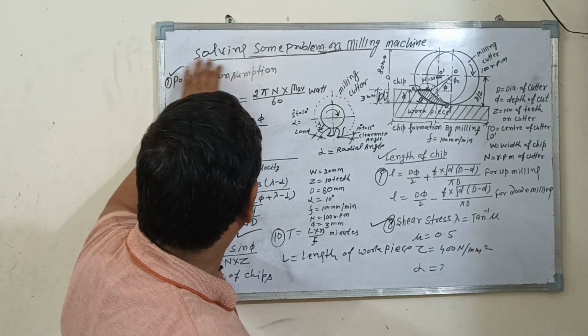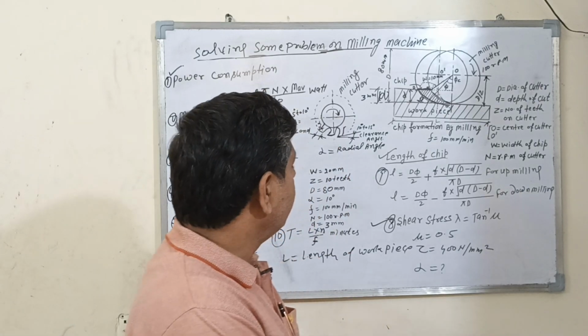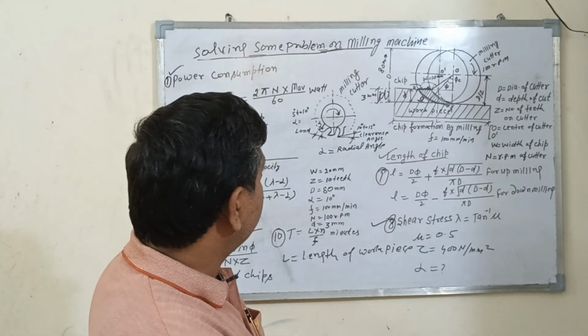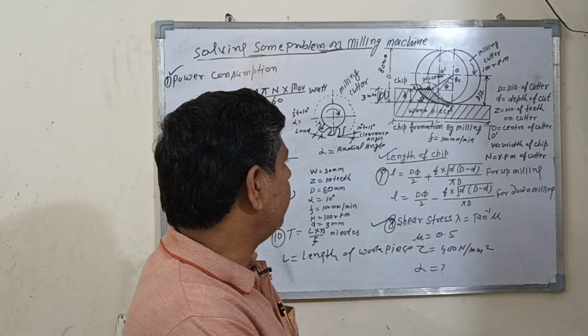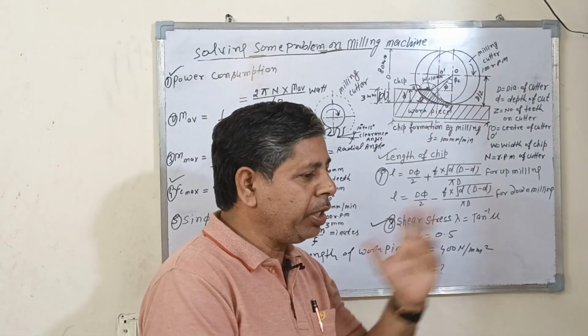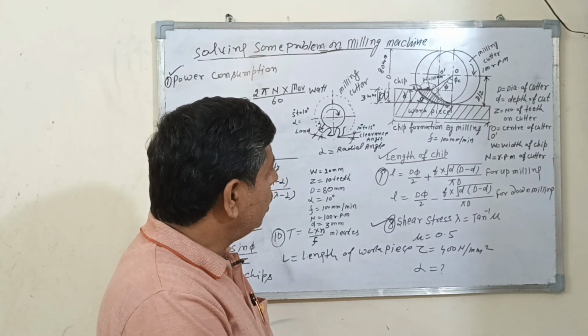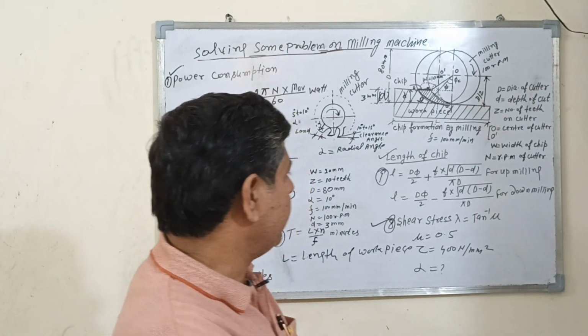Today we will solve some problems on a milling machine with a milling cutter. Here you can see this figure. This is the cutter, this is a workpiece. When the cutter and workpiece are moving in opposite directions to remove the metal in the form of chips, this process is called the up-milling process.